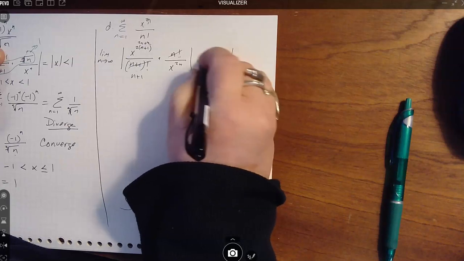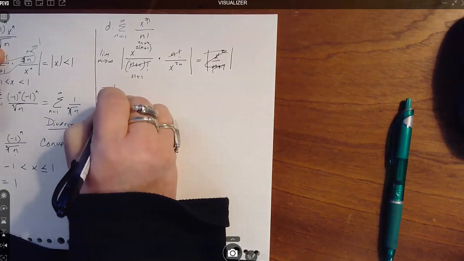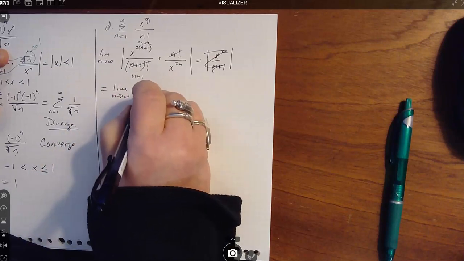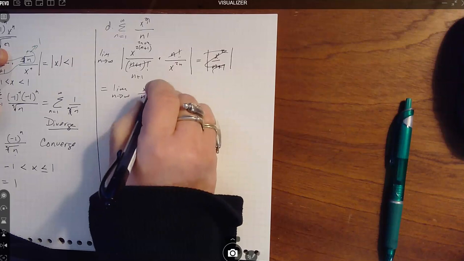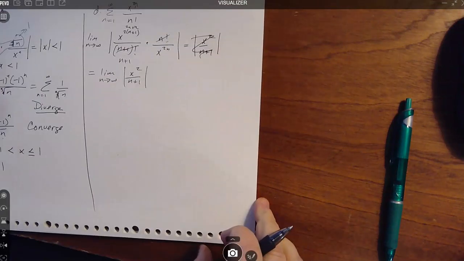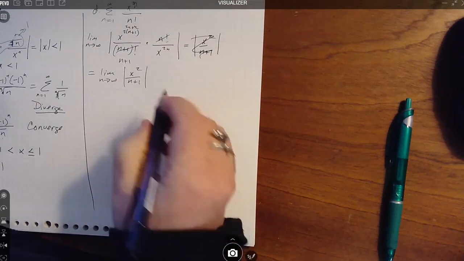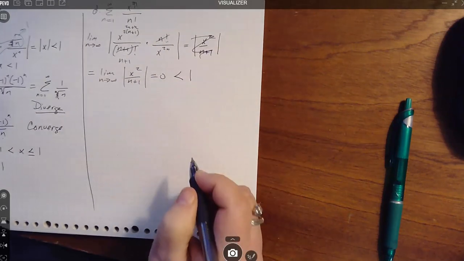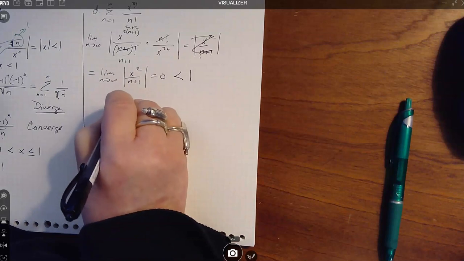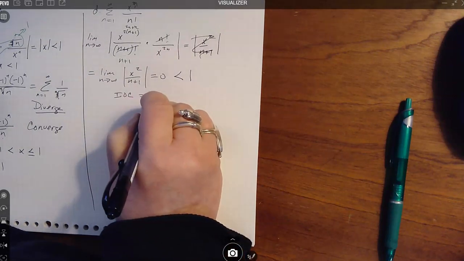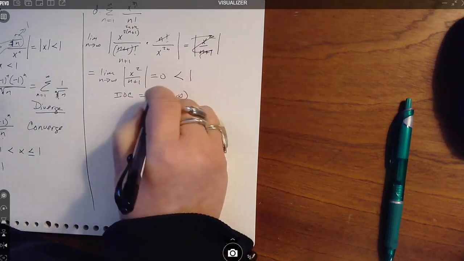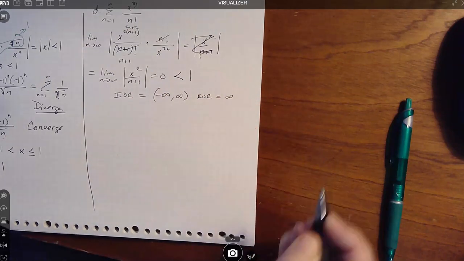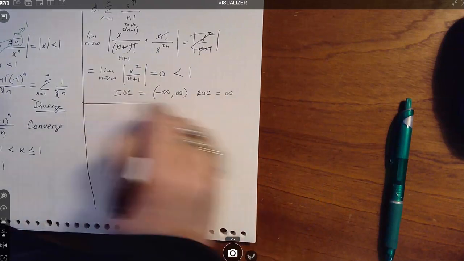Oh, I left off my limit. I still have an n in there, so I need to leave the limit in here. Well, as n goes to infinity, x squared over n+1 goes to 0, which is always less than 1. So my interval of convergence is -infinity to infinity. I don't know if we actually talk about the radius of convergence. That's kind of weird. But it would be infinity, the whole line.